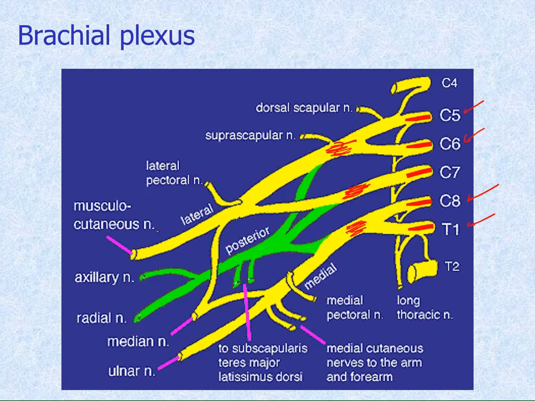Each of these trunks, superior, middle and inferior trunks, divide into an anterior division and a posterior division. Anterior division, posterior division. All posterior divisions, as you can see here in green, unite and form what is called posterior cord of brachial plexus. The anterior division of upper trunk and the middle trunk combine and form lateral cord of brachial plexus, and the anterior division of the lower trunk continues as the medial cord of brachial plexus.